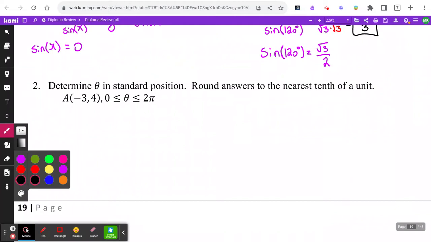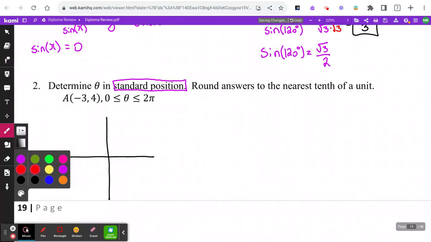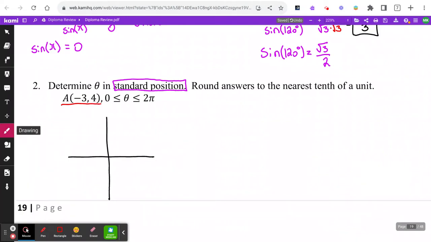Okay, number 2. Determine theta in standard position. Round answers to the nearest tenth of a unit. Okay, we have a point here. That point is at negative 3, 4. Negative 3, 4. Is somewhere up here.